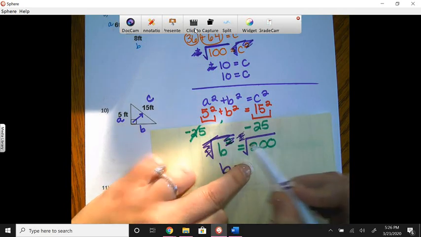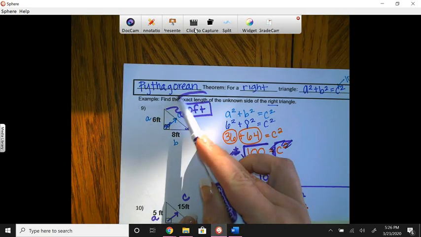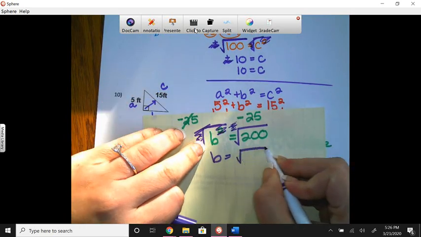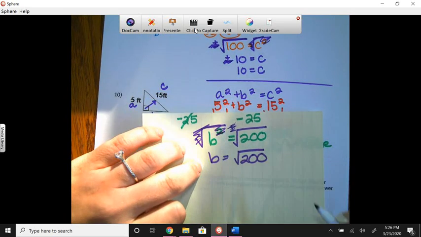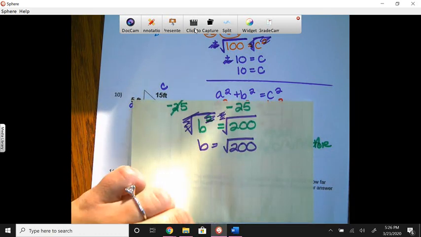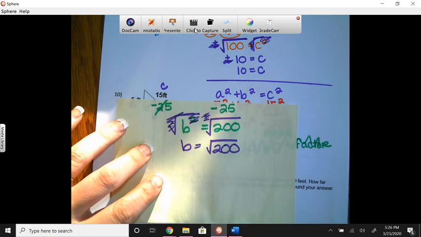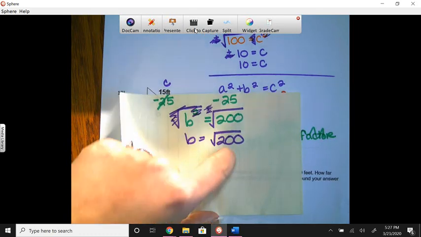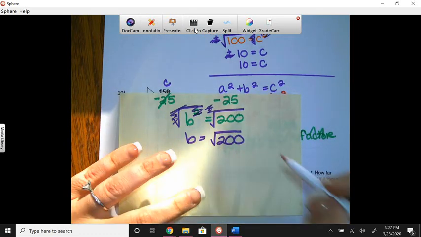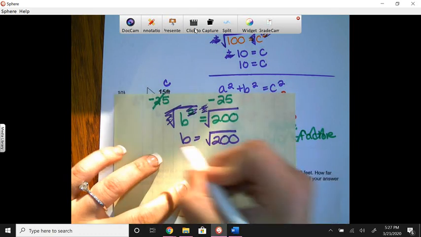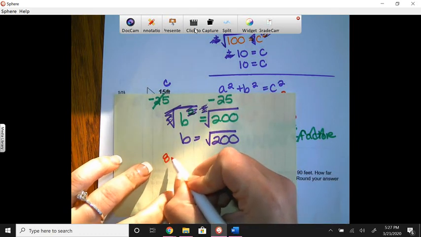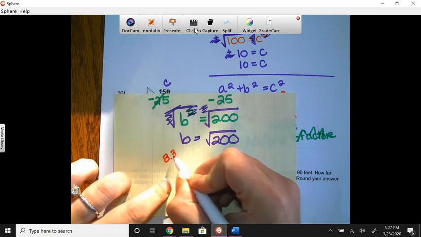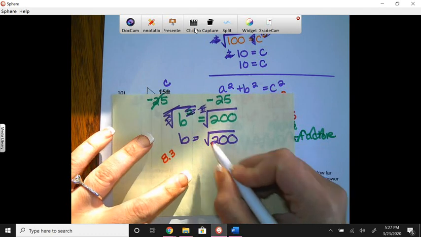So now it says in the directions, find the exact length. So the exact length is the square root of 200. However, we know that we are always supposed to simplify our radicals from now on. So instead of leaving your answer as the square root of 200, we want to leave your answers completely simplified. So you are going to use the knowledge you gained in section 8.3 on simplifying radicals, and go ahead and simplify this.